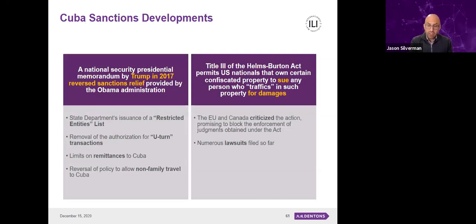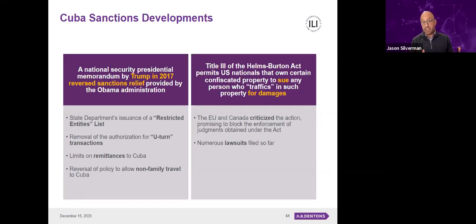So just a quick note on some of the developments in Cuba sanctions over the last few years and where we might be headed. Like I said, the Trump administration quickly set out to undo the progress that had been made under the Obama administration with respect to Cuba. The Obama era sanctions relaxations were really aimed at encouraging Cuba to become more integrated, closer to the United States commercially.